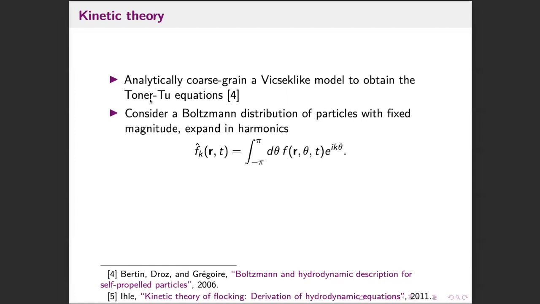And the basic idea is that, whereas in ordinary kinetic theory you'd have a distribution of particles which have all sorts of velocities, this Vicsek model is based on constant velocity magnitude. You only have a distribution of angles, and then you just expand in angular moments. The zeroth order is just your density equation. The first order is your momentum balance equation. And that's how you go from the Vicsek model to the Toner-Tu equations.